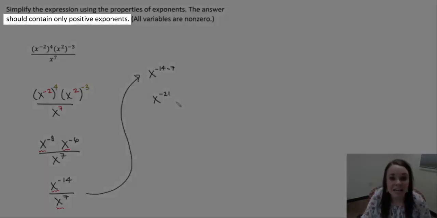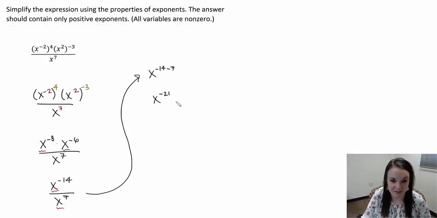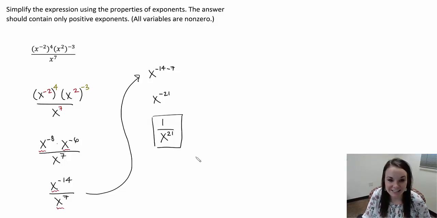the instructions told us to contain only positive exponents. Well, this is not yet a positive exponent. So recall, one of our properties of exponents is that when we have a negative exponent, we can take the inverse and then make the exponent positive. So this then simplifies to 1 over x to the positive 21st. So now we've simplified it completely, and our answer only contains positive exponents, and that therefore is our answer.